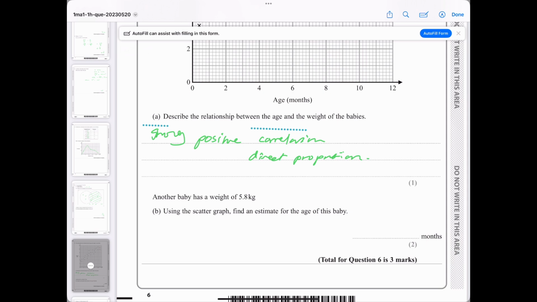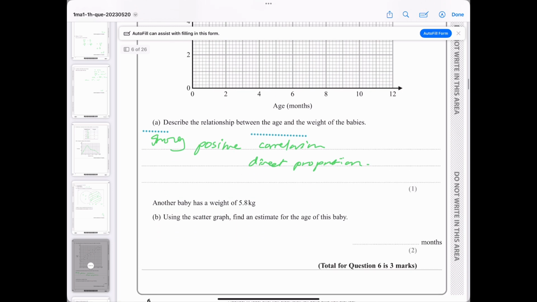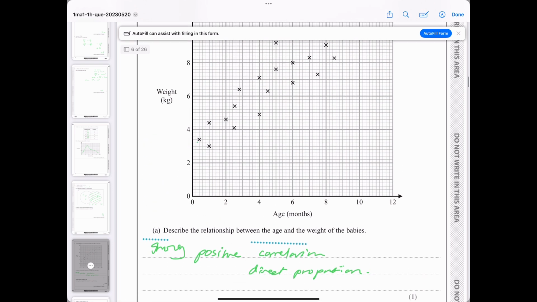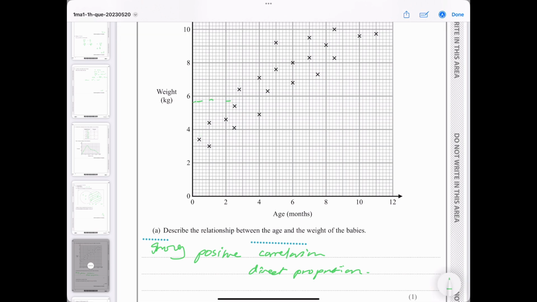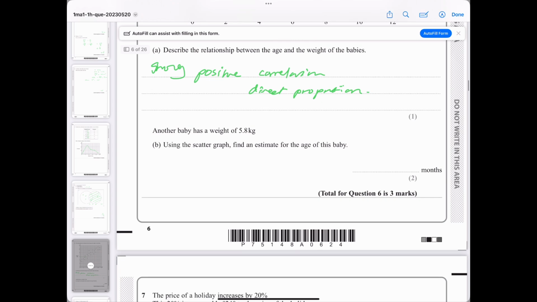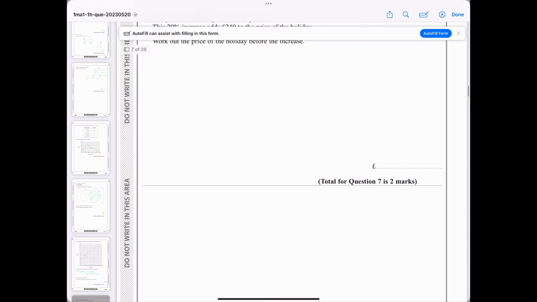Another baby has a weight of 5.8 kilograms. Use the scatter graph to find an estimate for the weight of this baby. So I would say that the line goes through, I'm not going to do that, so it goes that way, and I would go down here, I think, about 3.2. I'm not sure, it's a completely fine art.